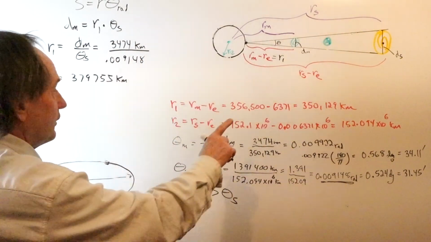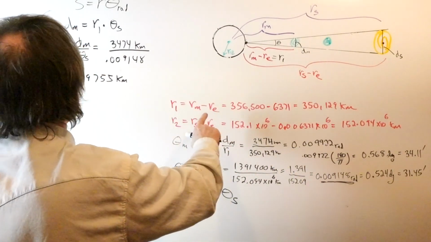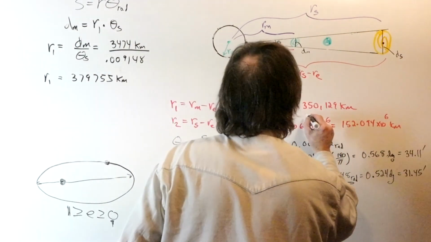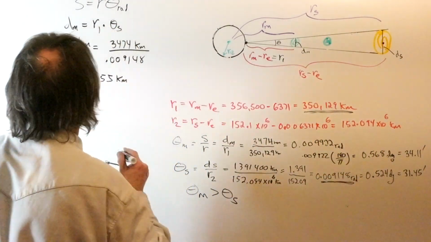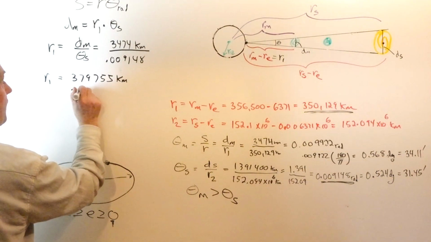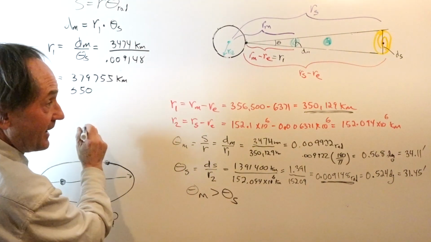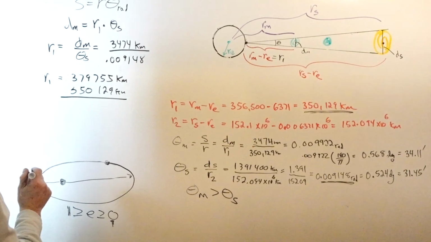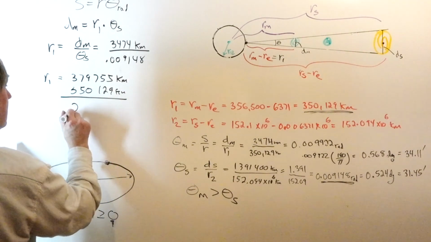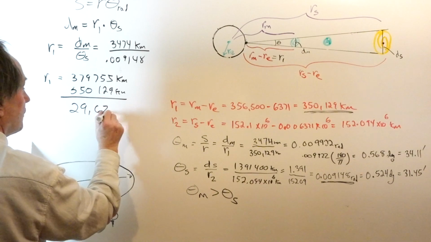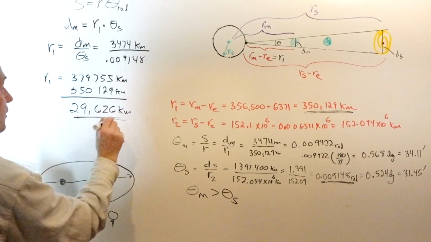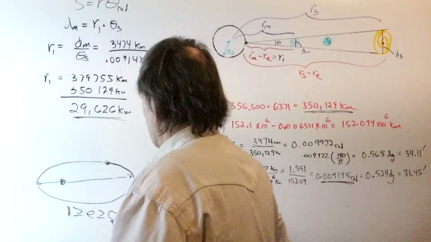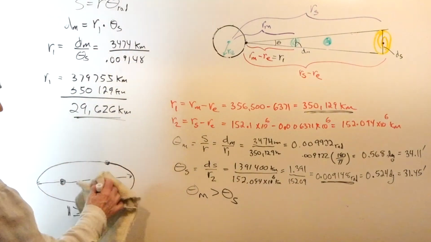Now, we started off with a distance of R1 to the moon of that. So let's see how much further it needs to recede for that to occur. So we're going to subtract off 350,129 kilometers from this. And subtracting that number, we get 29,626 kilometers. So if the moon moves out further by 29,626 kilometers, it will no longer be able to cover the disk of the sun.